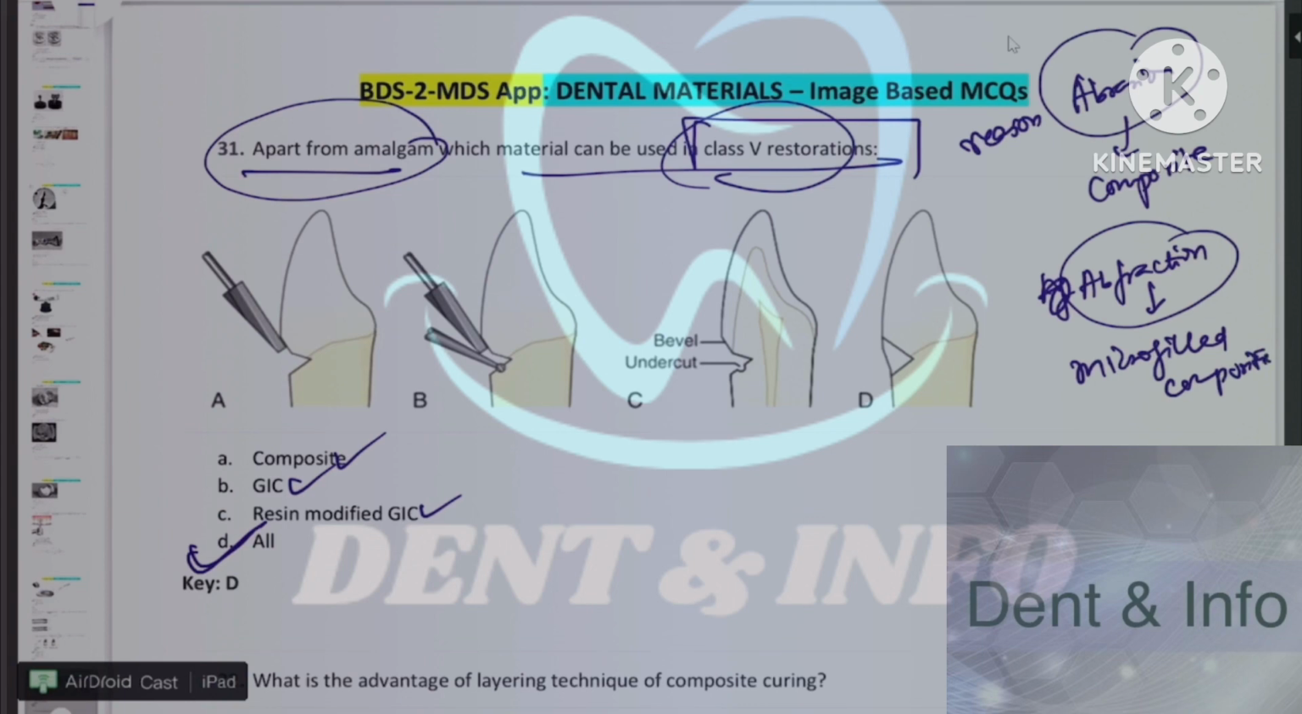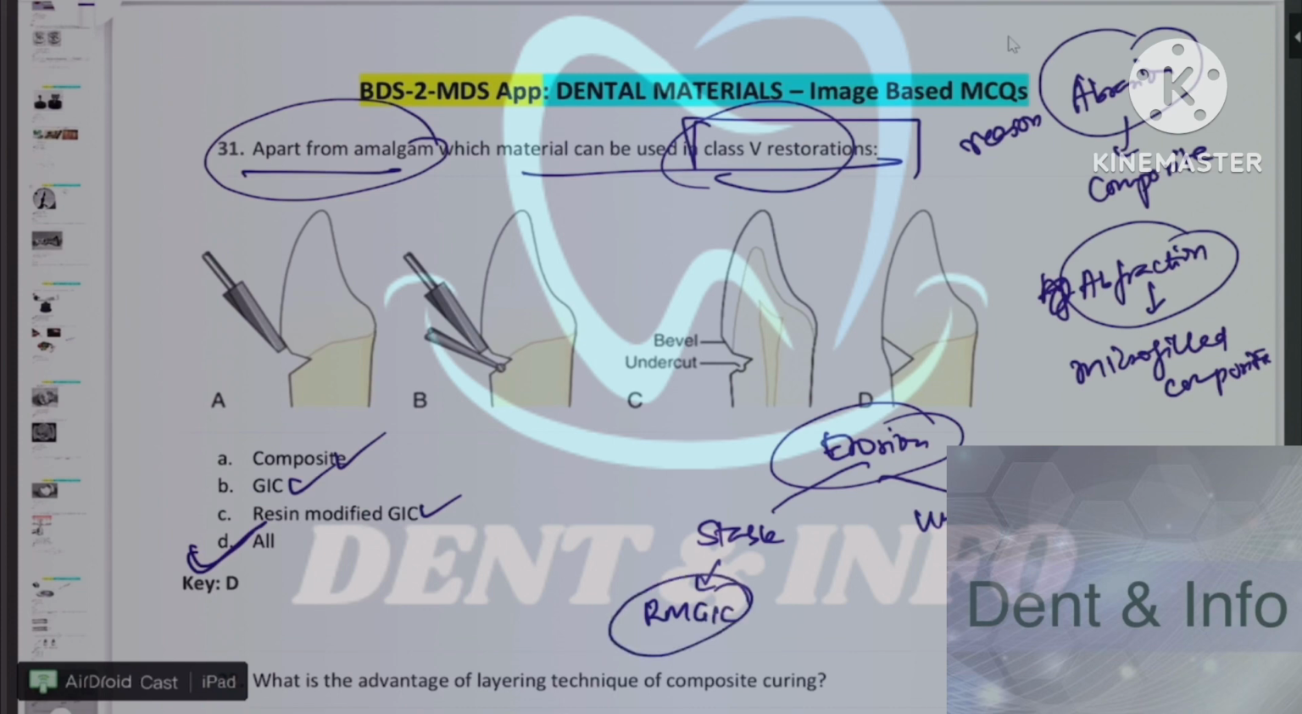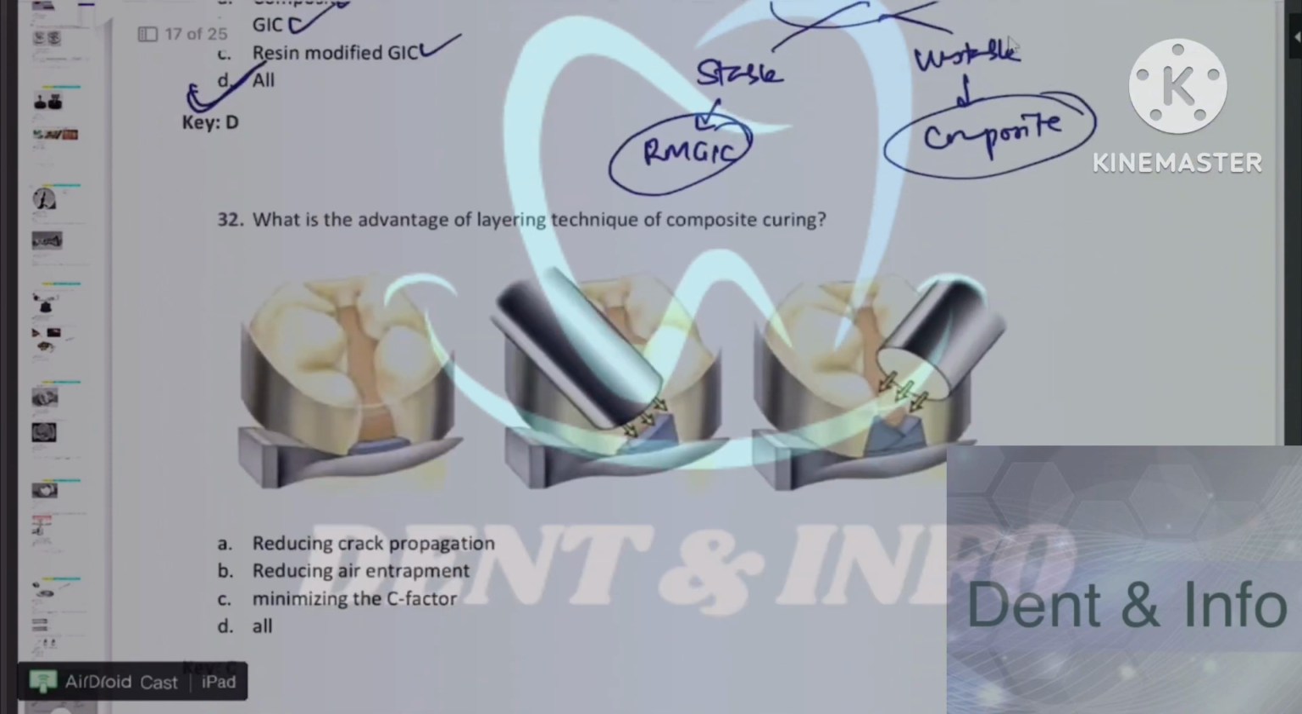Okay. Then there is due to erosion, chemical wear. Erosion can be stable erosion, unstable erosion. Stable erosion, material of choice is RMGIC. Unstable, material of choice is again composite. Right? Advantage of layering technique: minimizes the C factor.